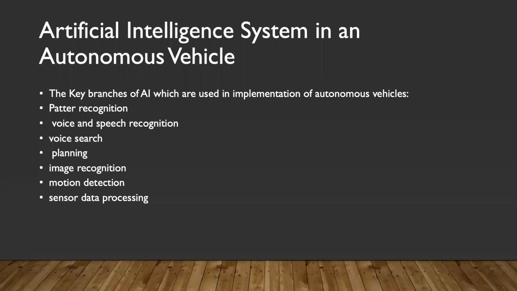The branches of artificial intelligence that I mentioned before, which are used to implement autonomous vehicles, the key branches are pattern recognition, voice and speech recognition, voice search, planning, image recognition, motion detection, and sensor data processing.